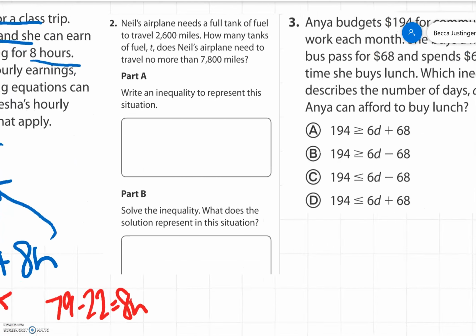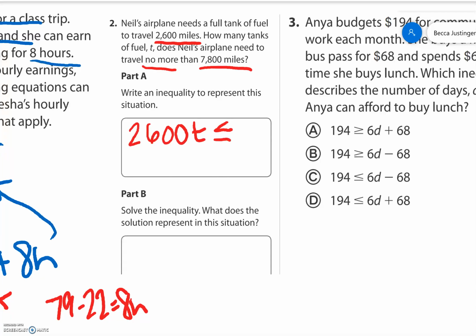Okay, number 2. Neil's airplane needs a full tank of fuel to travel 2,600 miles. How many tanks of fuel T does Neil's airplane need to travel no more than 7,800 miles? Write an inequality to represent this situation. Each tank of fuel gives us 2,600. We don't know how many tanks he needs, but we know that we don't want to travel any more than 7,800 miles. So we can travel less than 7,800 miles or equal to, just as long as it doesn't go over.